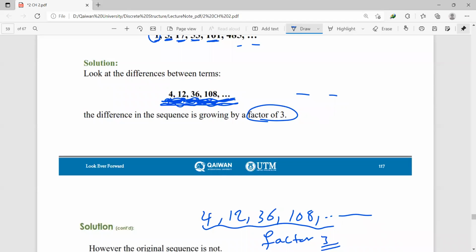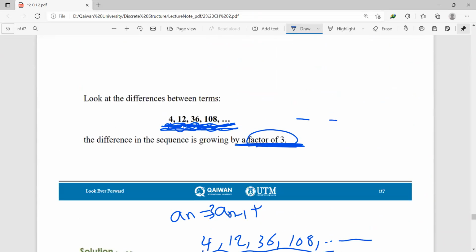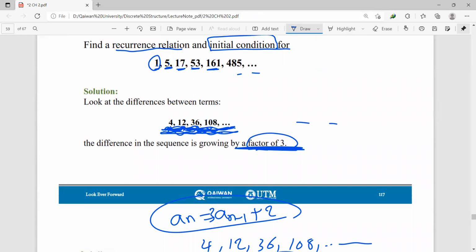And to find the formula, we first found the difference. And then from the difference, we see that it's going by factor 3. As that's going by factor 3, that means we must multiply the term in the formula by 3. We say a_n equals 3a_(n-1). And then we found that we must add 2 for each term to get the next term. By multiplying by 3 and then adding 2, we get the next term, and so on. So this is the formula required to find.